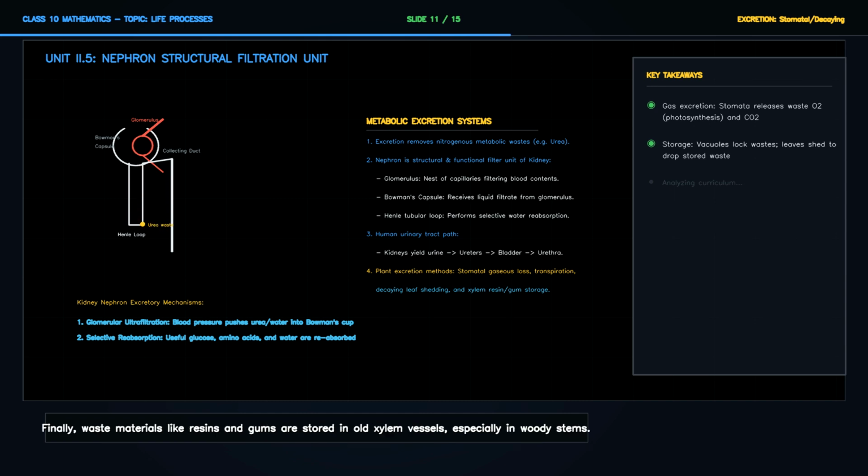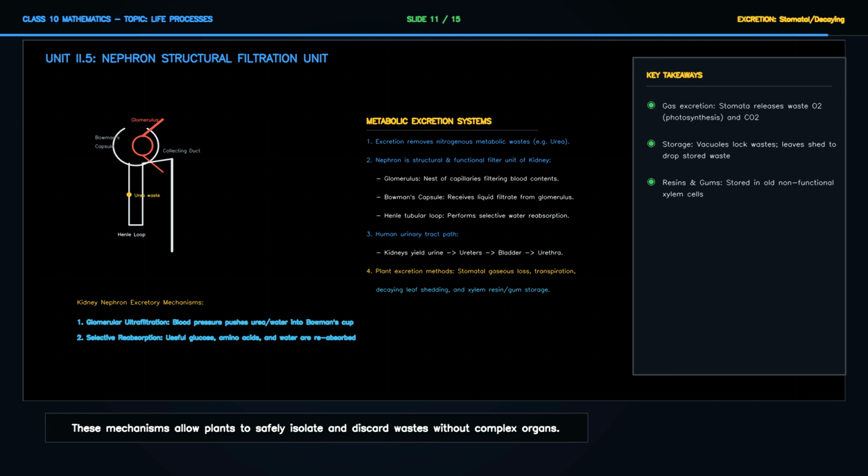Third, many plant waste products are stored in cellular vacuoles or in aging tissues like leaves that eventually wither and fall off. Finally, waste materials like resins and gums are stored in old xylem vessels, especially in woody stems. Some plants also excrete organic waste substances directly into the soil around their roots. These mechanisms allow plants to safely isolate and discard wastes without complex organs.